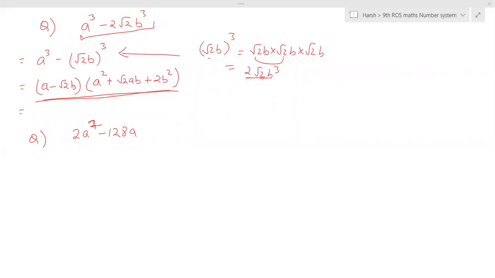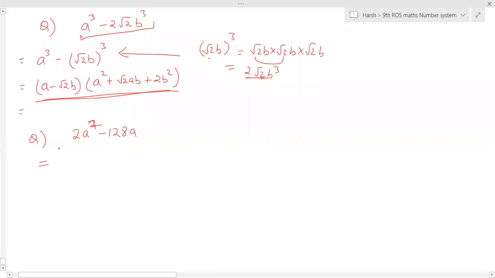Yes, Deepika. 2a, a plus 2, a square minus 2a plus 4, a minus 2, a square plus 2a plus 4. Yes, perfect. Yes, come online.